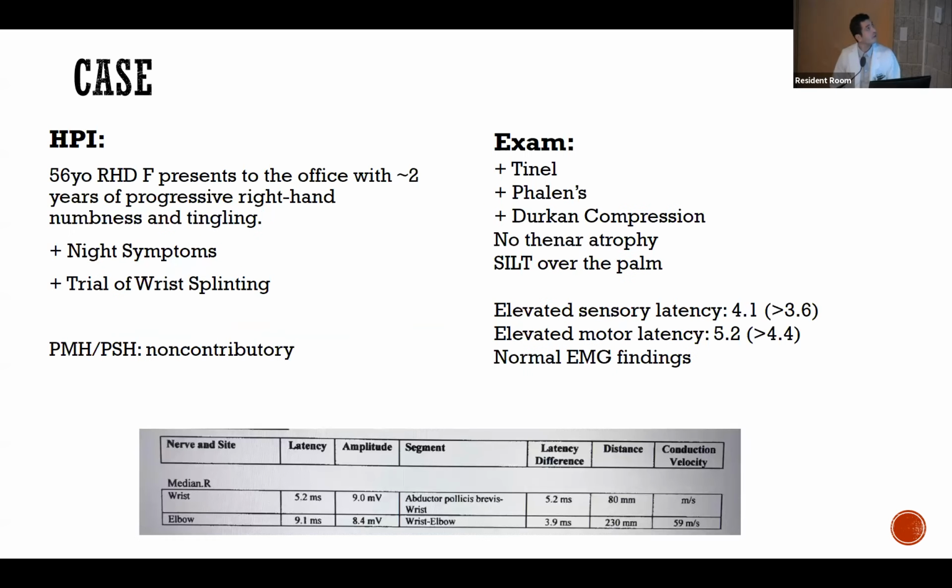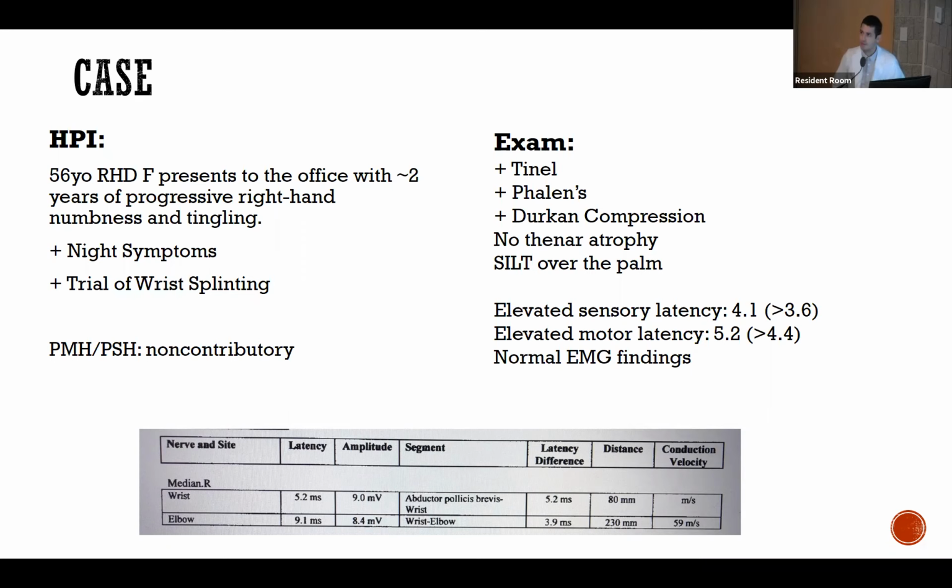So just to start off with our case, we had a 56-year-old right-hand dominant female who had initially presented with about 2 years of numbness and tingling over the first 3 digits of the right hand. She was also saying that the symptoms were particularly bad at night. She had initially presented to another physician about 7 months prior, and they told her to try some ibuprofen and wrist splinting, which she did try and said were actually pretty helpful for a while, but her symptoms started to recur and get worse again, which is why she re-presented. Otherwise, other history was non-contributory.